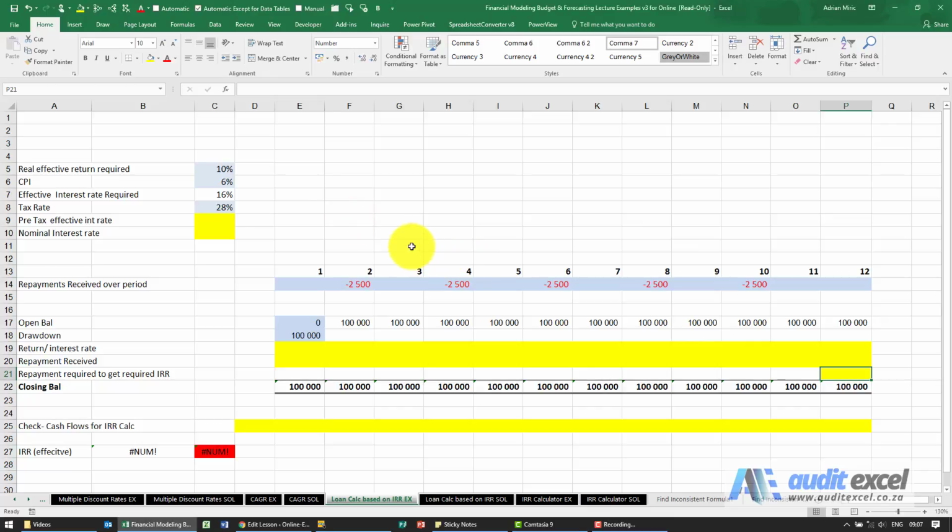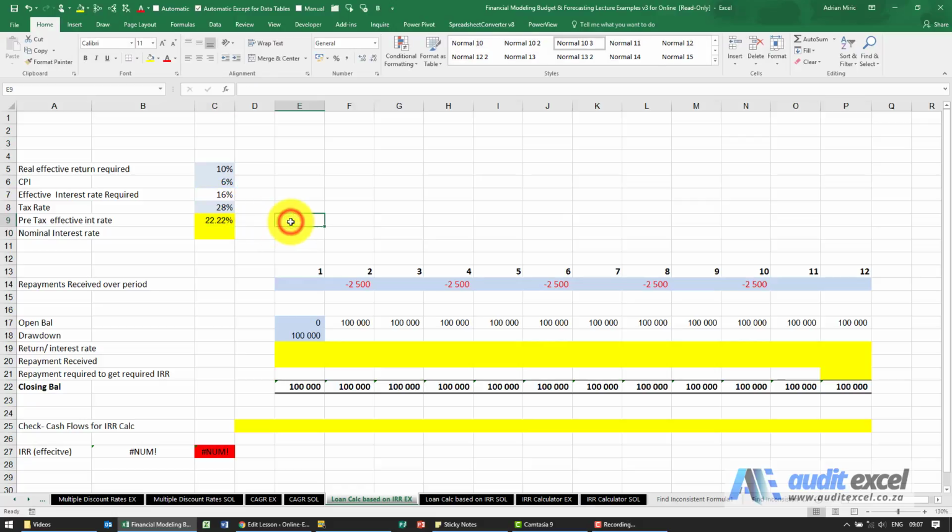The solution for this example: the first thing we need to get is the pre-tax effective interest rate. So here's the effective interest rate we want. Here's the tax rate. What we need to know is the pre-tax effective rate. It equals whatever our required return is divided by 1 minus our tax rate. So it's telling us 22.22%.